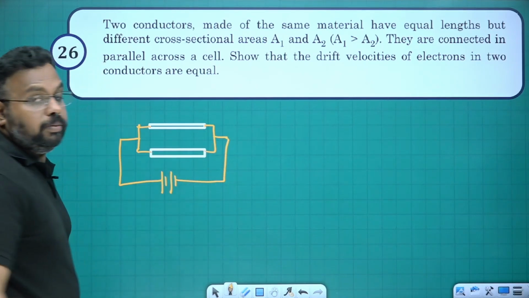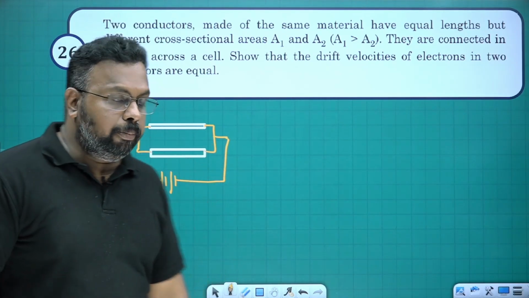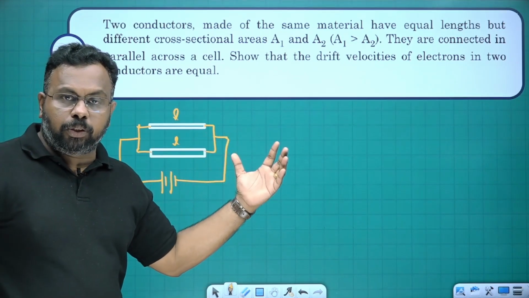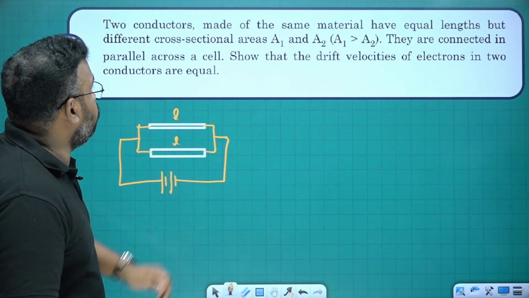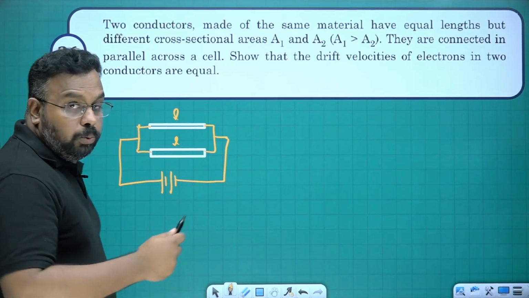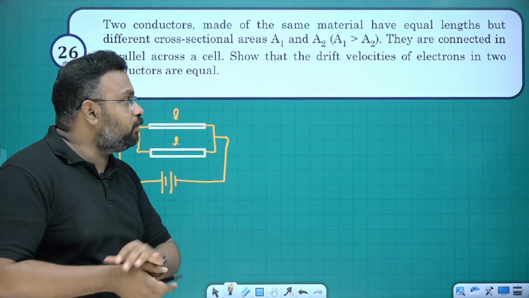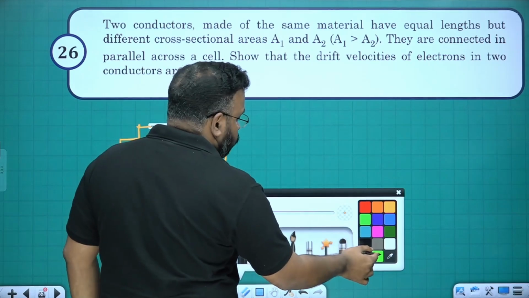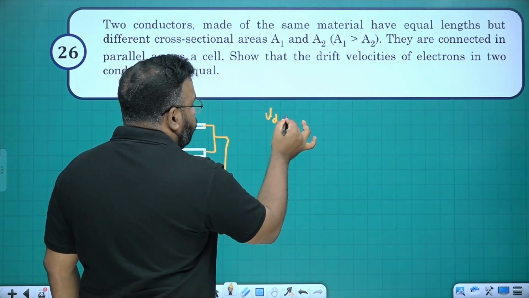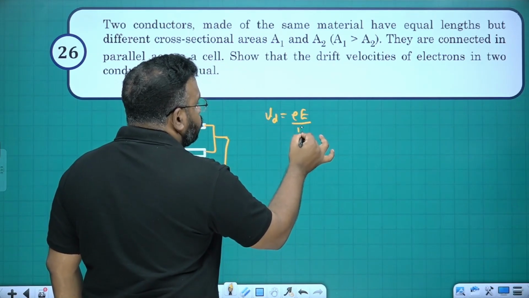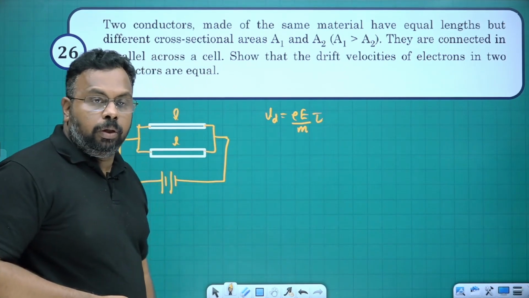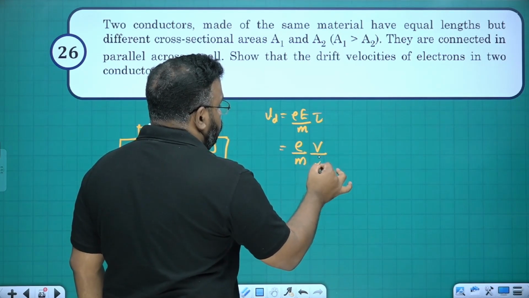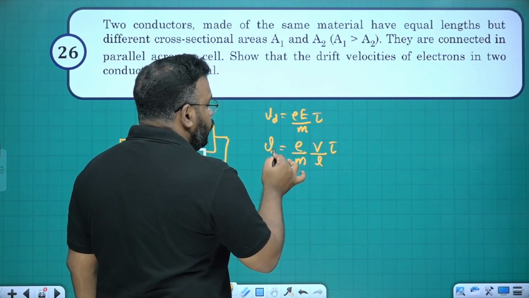You know that in parallel combination, which quantity is same? Voltage will be same. So here length of this one is L, length of this one will also be L. So potential difference across both the wires will be the same. They are asking show that the drift velocity of electrons in the two cases are equal. That's very simple. We can write the formula for drift velocity. Vd is equal to eE by m into tau. E is equal to V by L. So e by m into V by L into tau. This is the Vd equation.